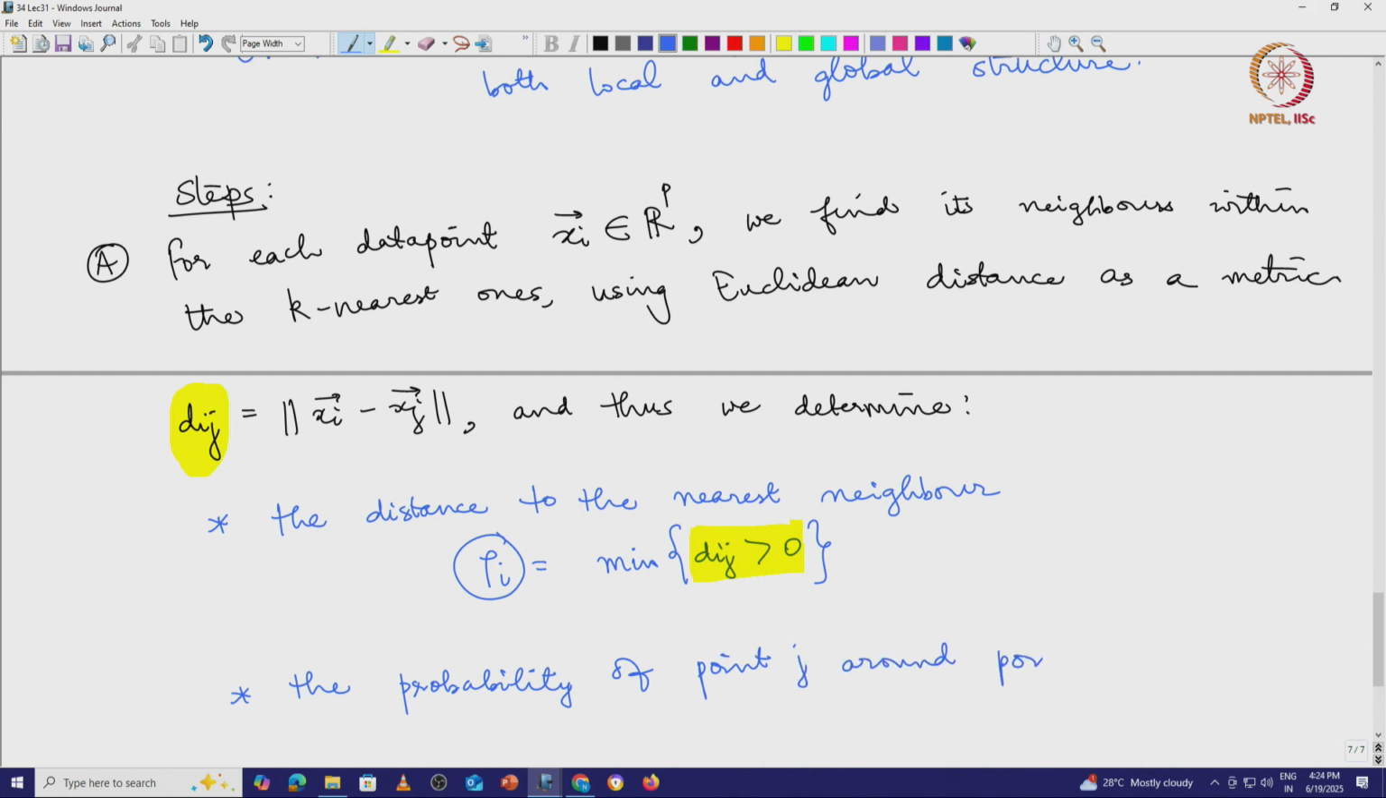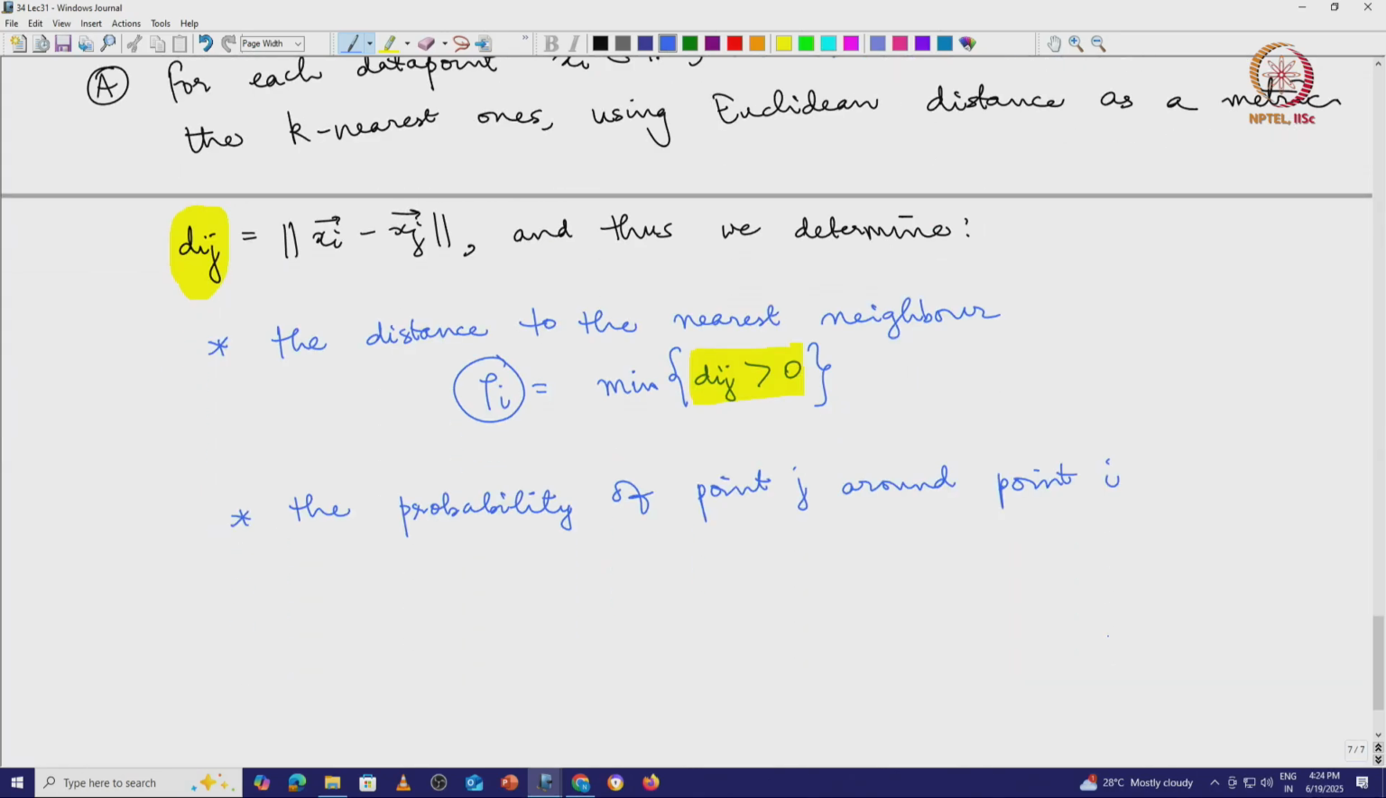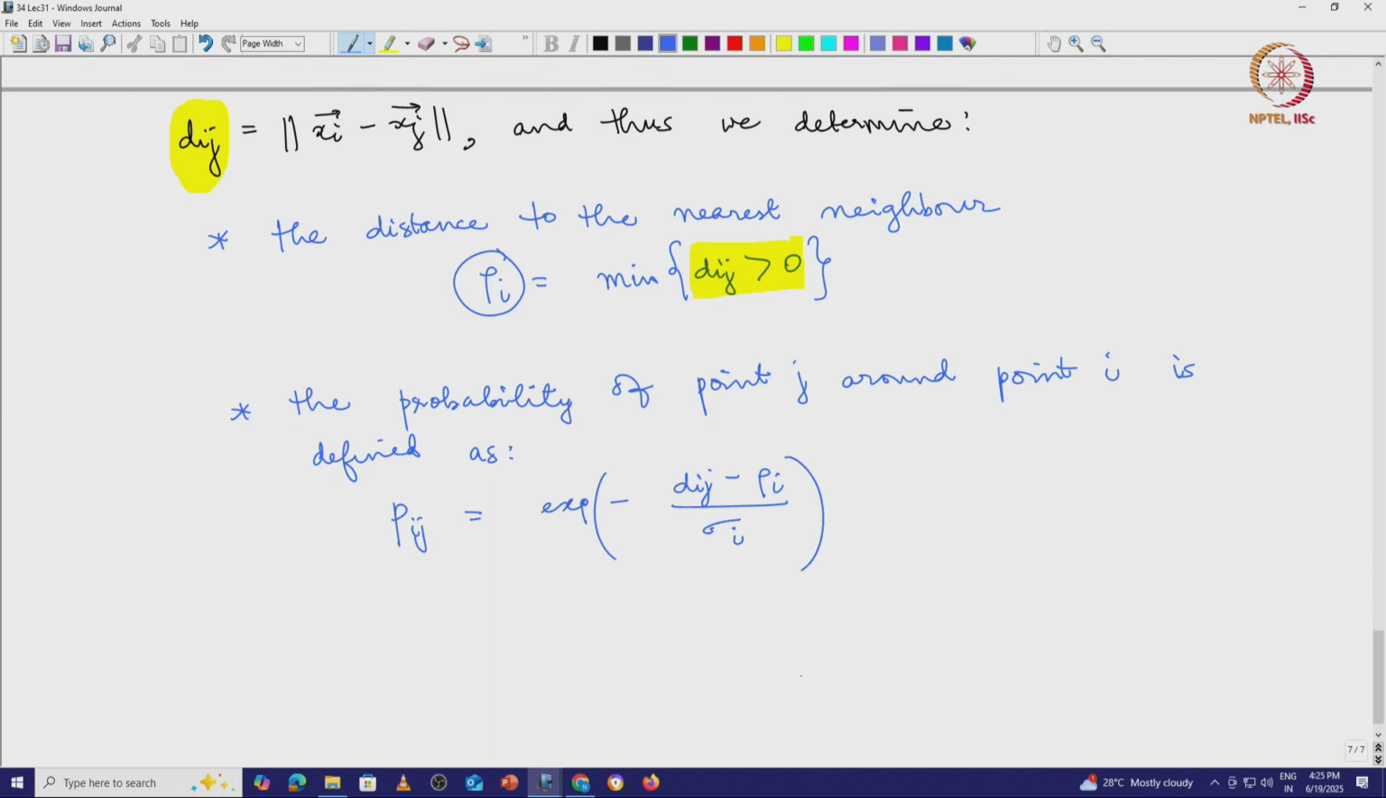around point I is defined as Pij is exponential of minus Dij minus rho I. So Dij is always greater than rho I, so that is why you write it here, divided by this sigma I, which is the width of this exponential. And now what is this sigma I?